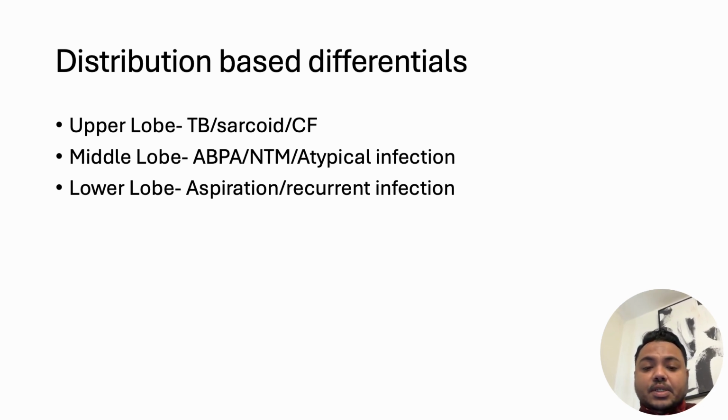If you commonly notice the bronchiectatic changes solely in the middle lobe, then it's due to atypical infection, NTM, or aspergillus. And most commonly, when you see bronchiectatic changes noted in the lower lobe, it's commonly due to aspiration or recurrent infection. You have to look into microaspiration, evidence of regurgitation, or do a bronchoscopy to check for any atypical bugs, as commonly it is due to recurrent infection.